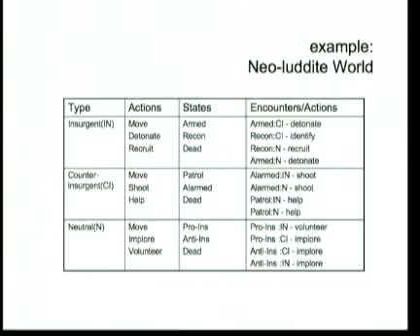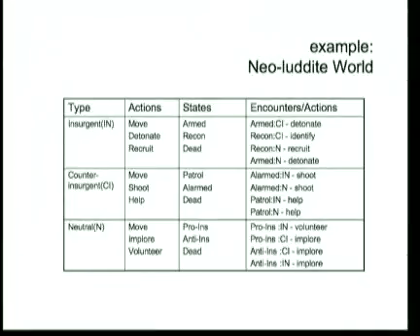Now again, these actions can be probabilistic in effect, imperfect. Counterinsurgents will move, shoot, or help. Again, they can be patrolling, they can be alarmed, or they can be dead. If a counterinsurgent is alarmed and encounters an insurgent, it will shoot. If it's alarmed and encounters a neutral, it may or may not shoot.